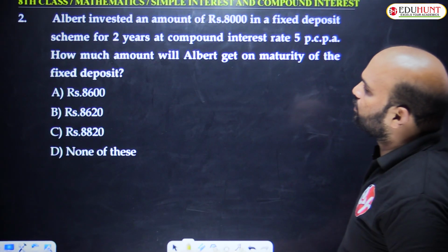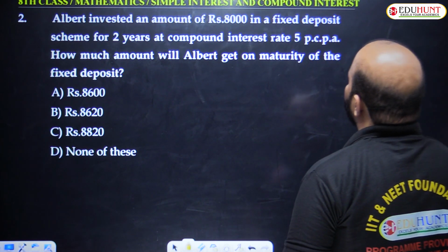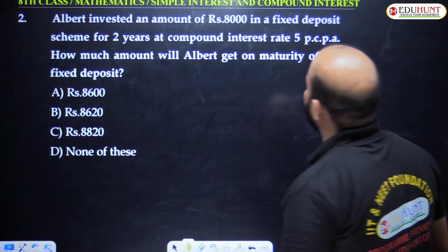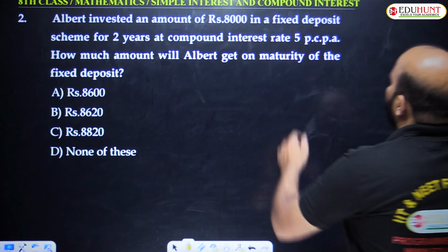Am I clear? So let us go to question number 2. Albert invested an amount of 8,000 rupees in a fixed deposit scheme for 2 years at a compound interest rate of 5% per annum.